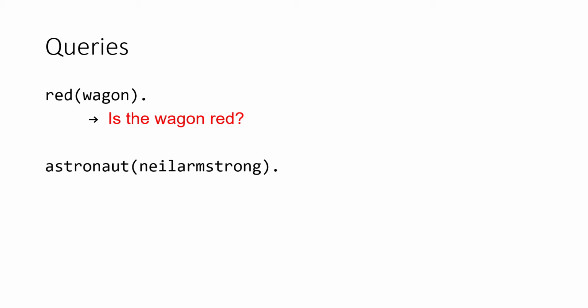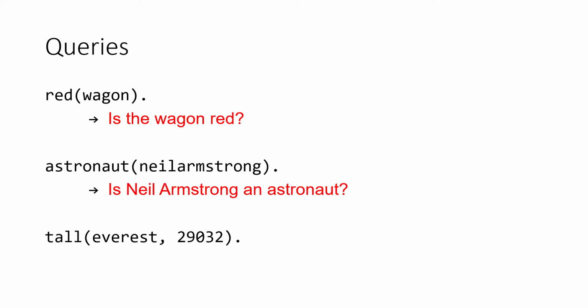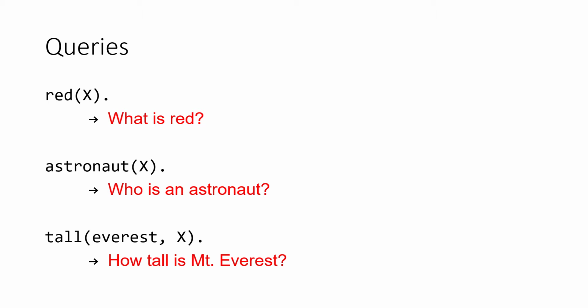Now queries look a lot like facts. So I can say red wagon, and that's a query asking, is the wagon red? Or astronaut Neil Armstrong is a query asking, is Neil Armstrong an astronaut? And if I have more than one argument, this is asking, is Mount Everest 29,032 feet tall? Now, a lot of times you'll see it said that a query is different from a fact because a query can have variables. Well, a fact can also have variables, although then it's more strictly a rule.